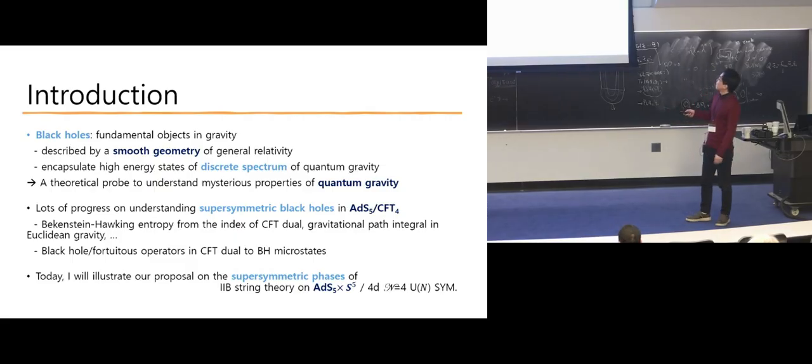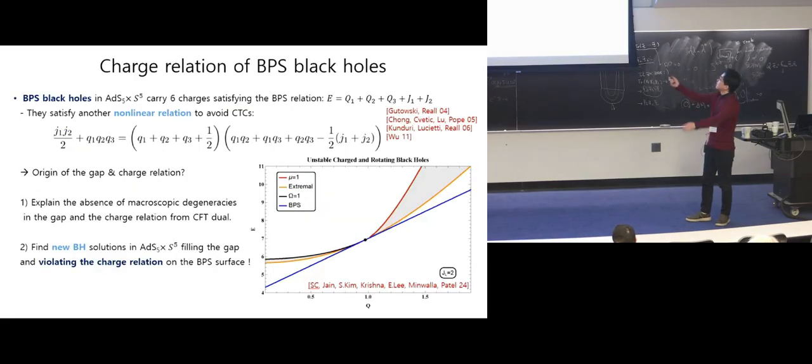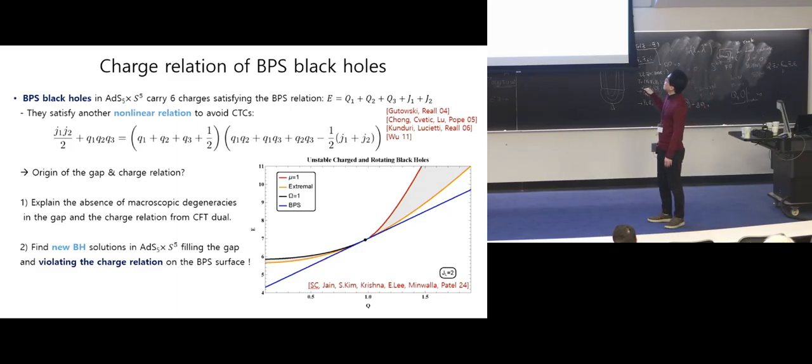So what does it mean by supersymmetric phases here? Supersymmetric black holes in AdS5 times S5 carry 6 conserved charges. Of course, they should satisfy the BPS relation given as this. So energy is given by the sum of its electric charges and angular momenta. But you can also find that these 5 conserved charges satisfy some nonlinear relation to avoid closed time-like curves.